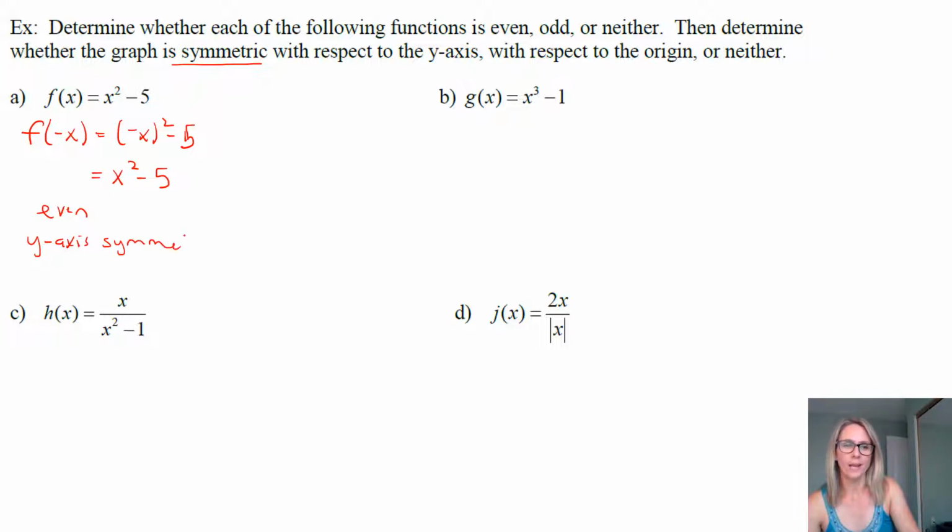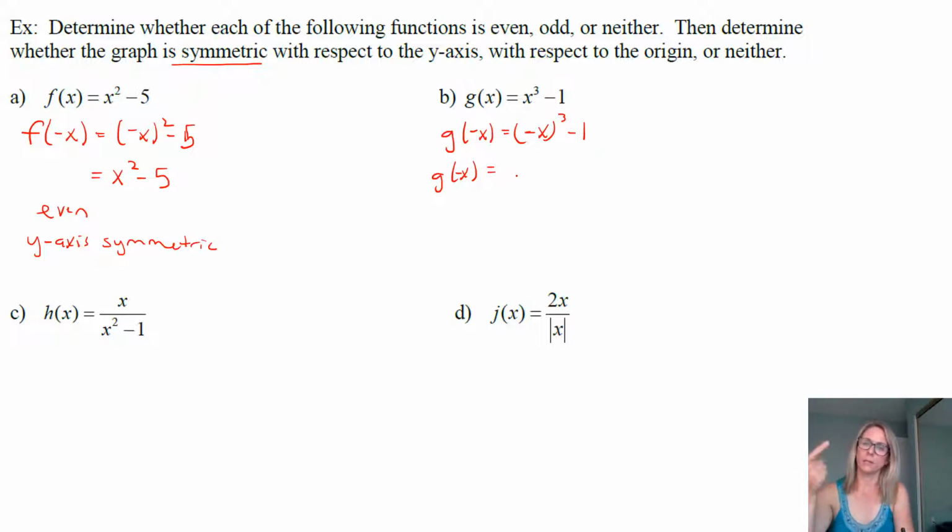From the work we did today, you probably notice that this is a parabola that's just shifted down 5 units, so it's still going to have symmetry over the y-axis. Feel free to do any of these that you can. You can pause and try them and then come back and see how you did, even if you're just plugging stuff in and seeing what you get. So we're going to do the same thing for B. Notice we've got something that is cubed, so we've got negative x cubed.